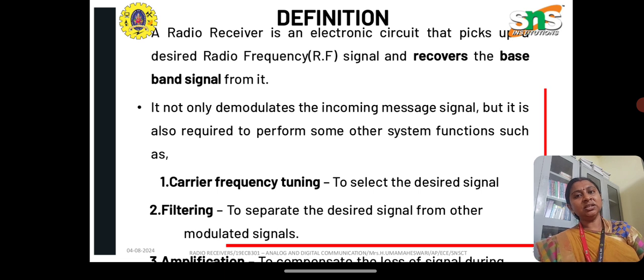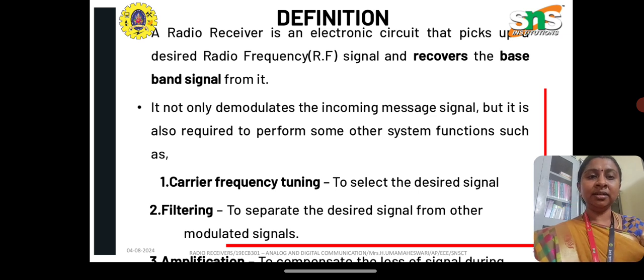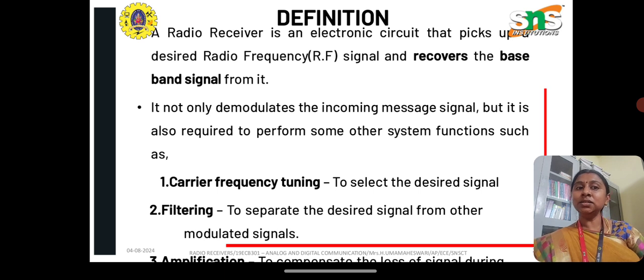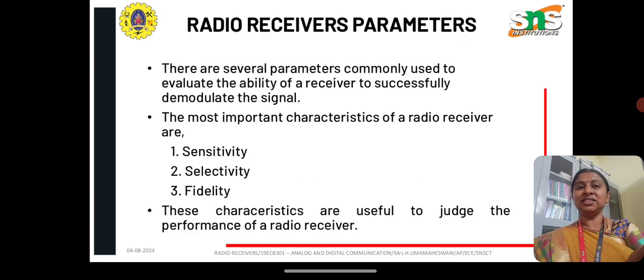Carrier frequency tuning is nothing but to select a desired signal. Filtering is nothing but to separate the desired signal from the other modulated signals. Amplification is nothing but to compensate the loss of signals during the transmission.